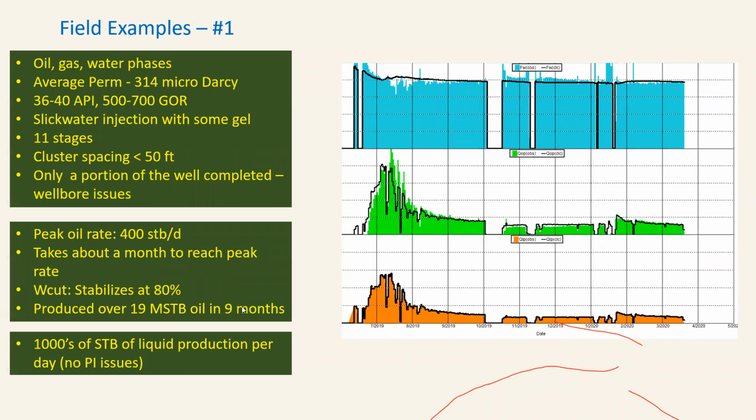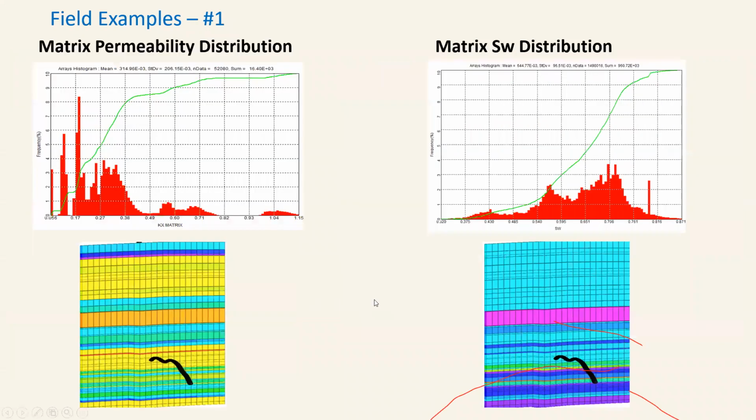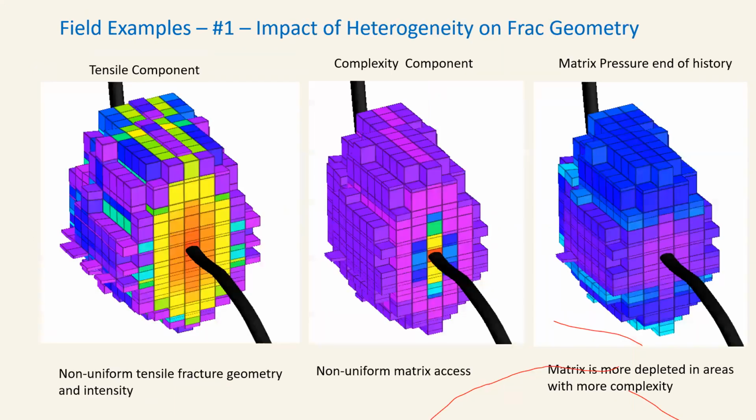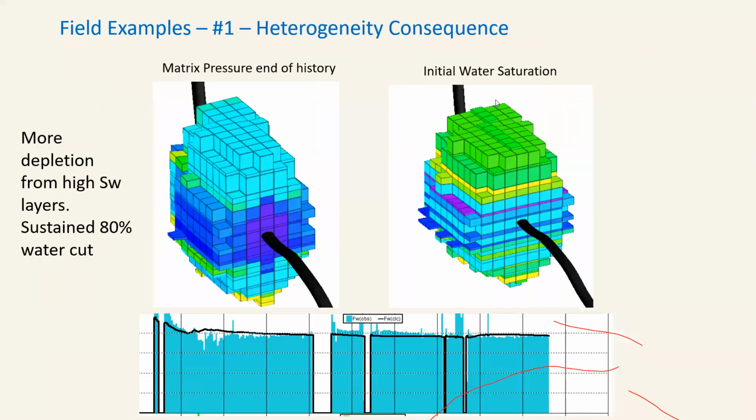Now, why is it mostly water? If we look at the matrix water saturation distribution, you see that the water saturations are fairly high in this reservoir, an average of 65% water. But that's not the end of it. On top of that, when they drilled the well, here you have the initial water saturation on the right side, and then in black you have the reservoir. They drilled this well through this high water saturation zone.